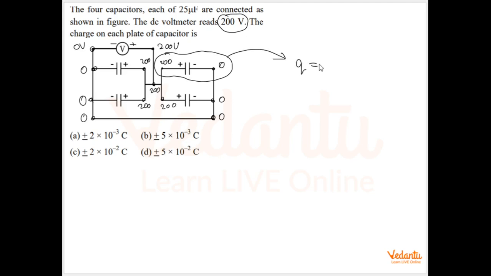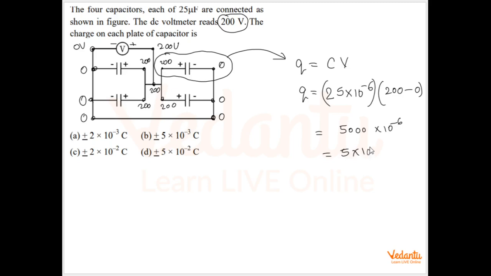Now if you just look at this capacitor, what you will realize is that the charge on this capacitor will just be C into V. Now the capacitance is 25 microfarads, and the potential difference is 200 minus 0. That will be 25 into 200, 25 into 2 is 50, that will be 5000 into 10 power minus 6, or 5 into 10 power minus 3 coulomb. So option B will be the correct answer.